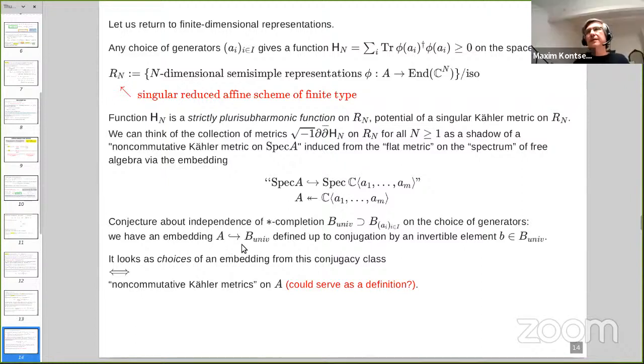In fact, the idea of how to prove that things are independent of generators is that you start, for example, to rescale one of the generators a little bit. Then you should conjugate the embedding by a certain element infinitesimally. That's the idea of how to prove it. And then you can add a copy of a generator, rescale it to 0, and then play the game of changing the number of generators. Okay, thank you.